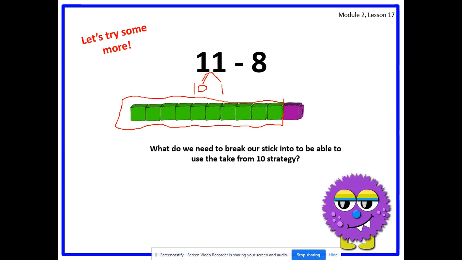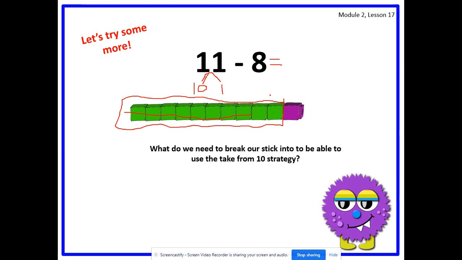Ready? Now we have to identify how many we're taking away. So how many are we taking away in 11 minus 8? Get ready. Yes, we're taking away 8. So let's go ahead and cross off 8 together. Remember to only cross off 8. Then all we have to do is add our leftover parts to find our solution.